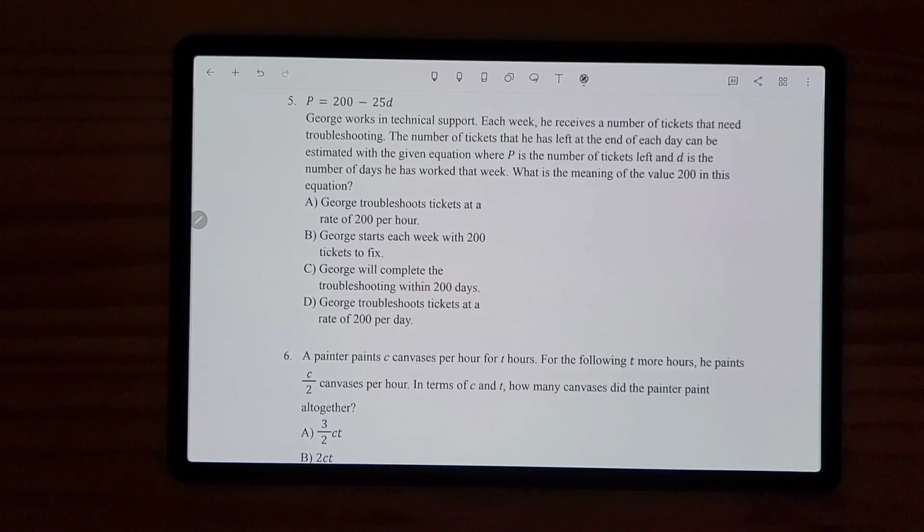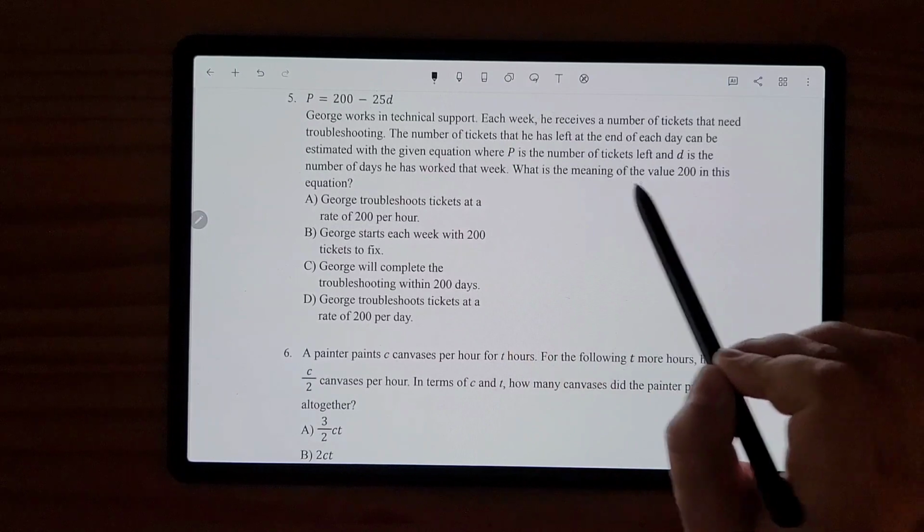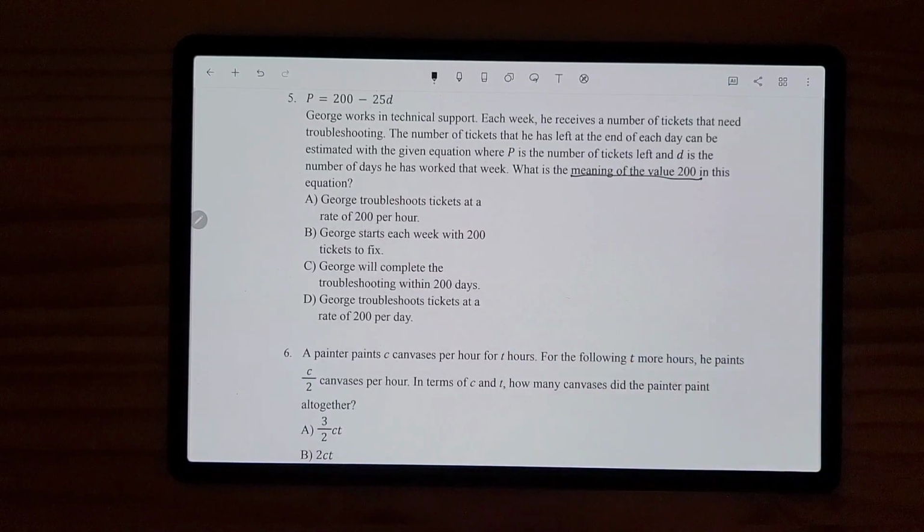It says George works in technical support. Each week he receives a number of tickets that need troubleshooting. The number of tickets that he has left at the end of each day can be estimated with the given equation where P is the number of tickets left and D is the number of days he has worked that week. What is the meaning of the value of 200 in this equation? So we're trying to figure out what does the 200 mean here.